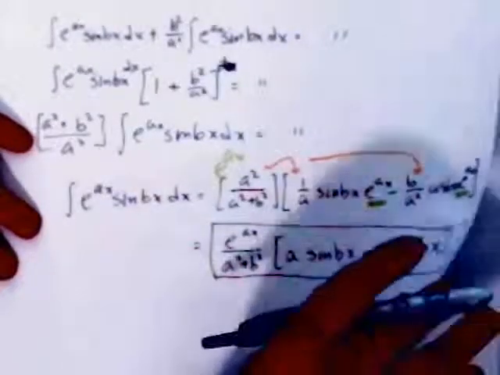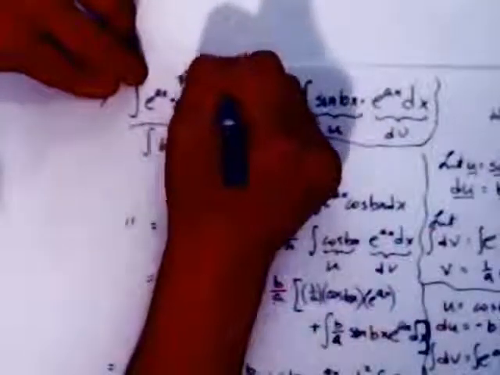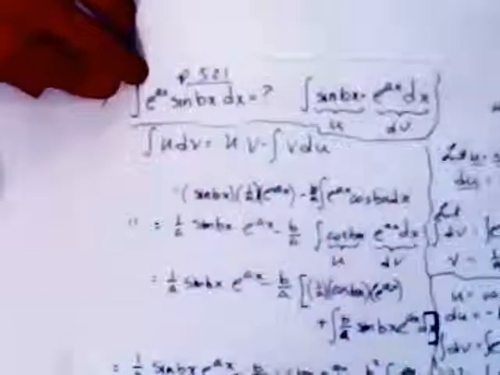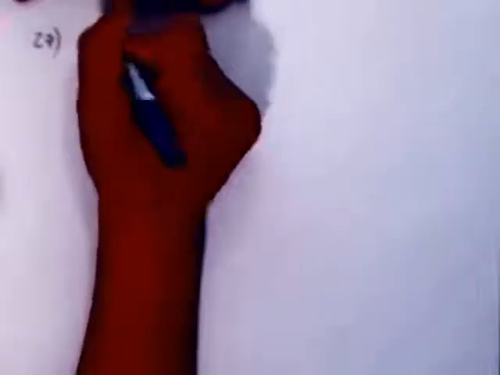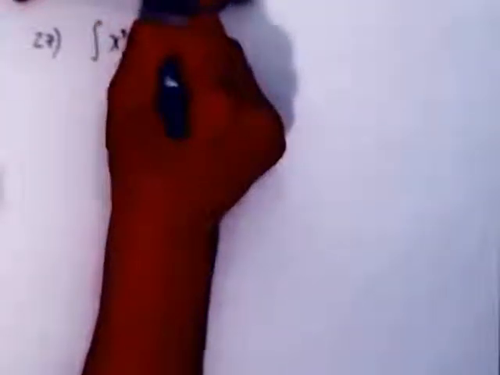Next problem that I'm going to be doing is problem number 27. Oh, by the way, this was page 521 of James Stewart's book. Okay, I believe it was A New Horizon. That was one of his first books. 27. We're going to integrate x cubed e to the x squared dx.